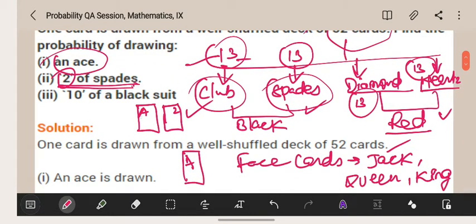And the remaining parts of question number 2, 10 of a black suit and 2 of spades, you do by yourself, and you can answer the question of this particular content in your virtual classrooms, okay.